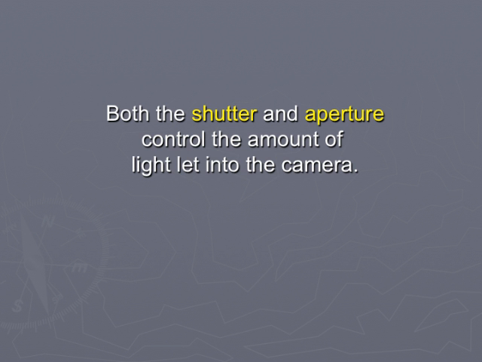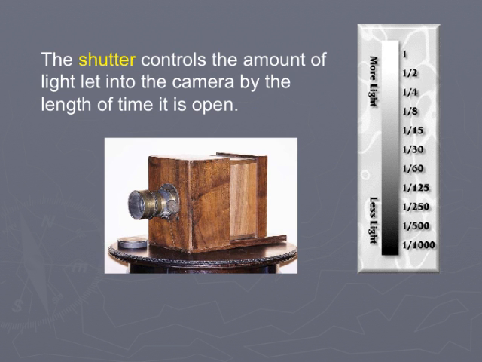Really, those two basic things, the shutter and the aperture, are what we use to control the amount of light that gets into the camera, okay? Those are the two controls that we're working with the most for getting the proper exposure for our photographs. So let's take a look at those two things. The first one we're talking about is the shutter.